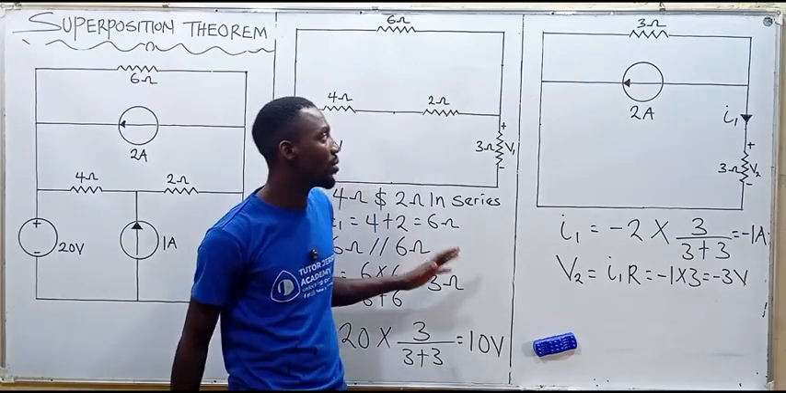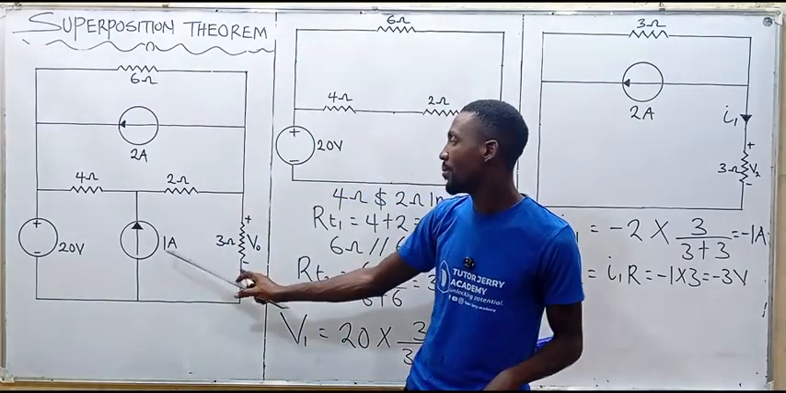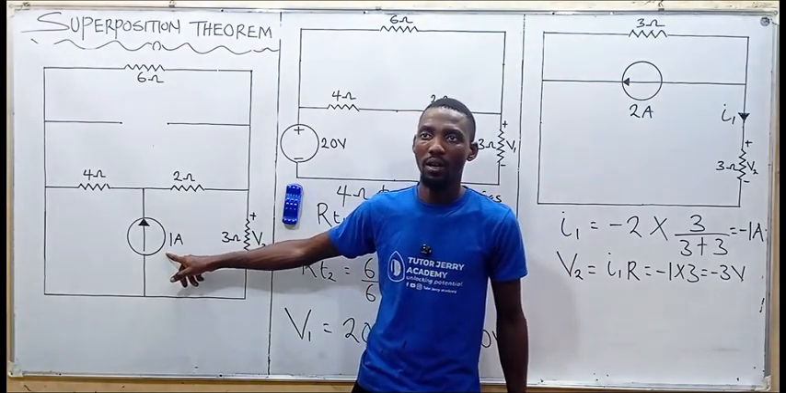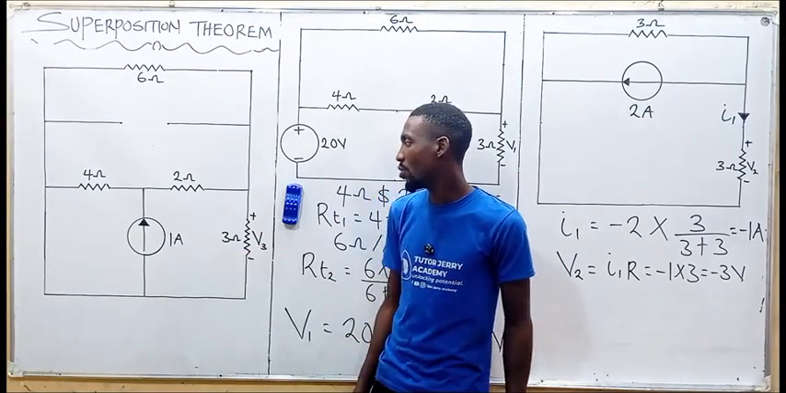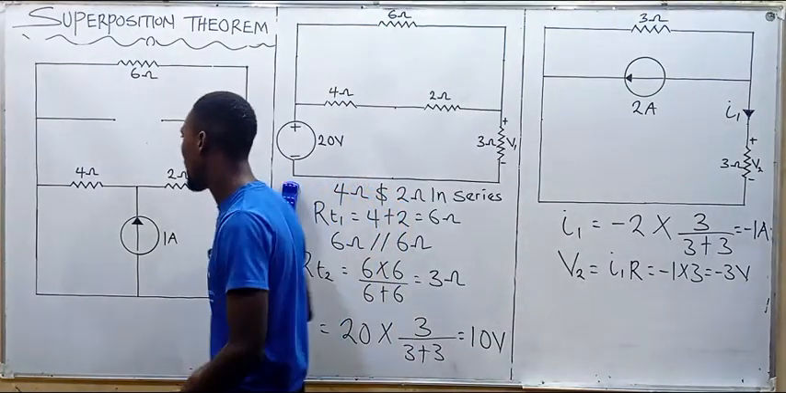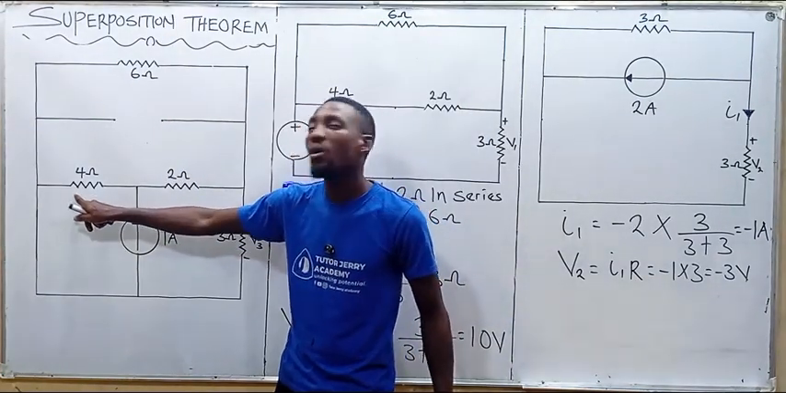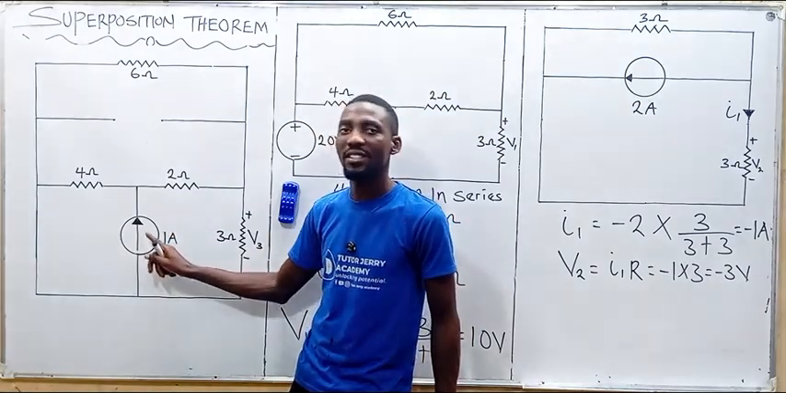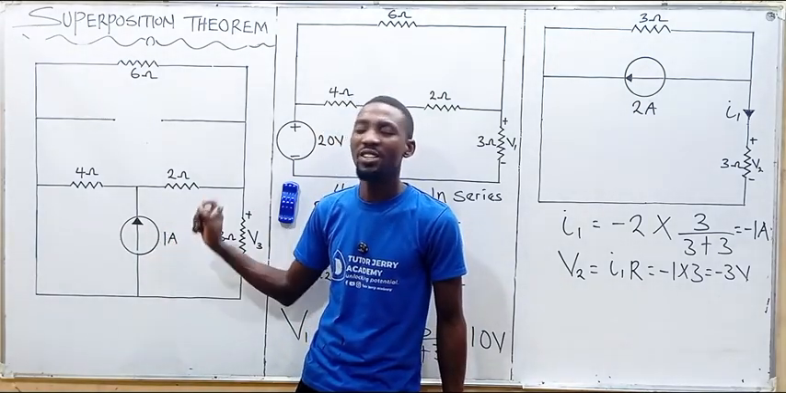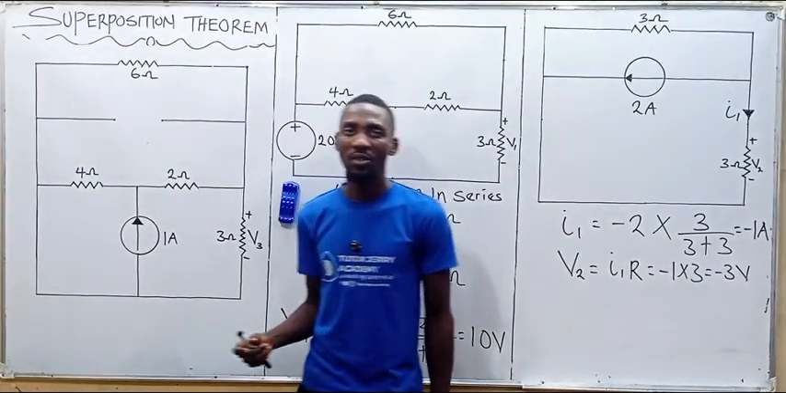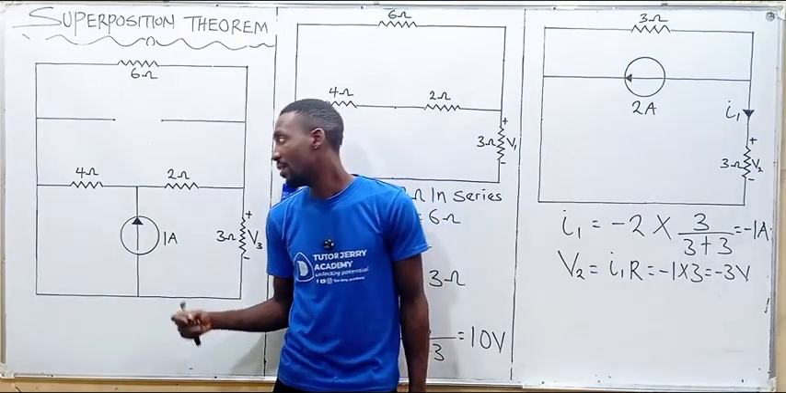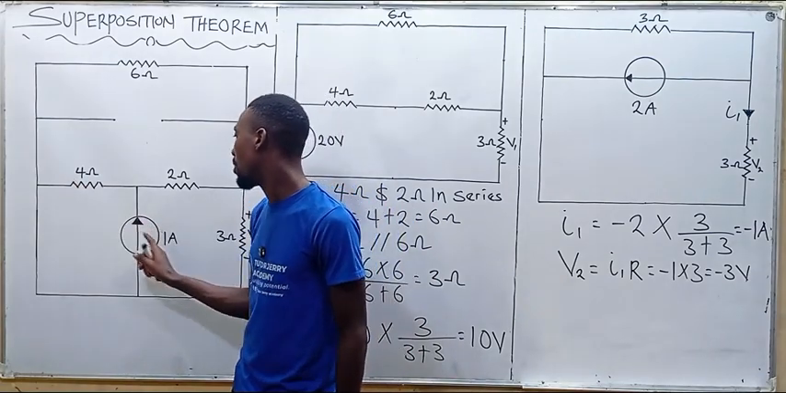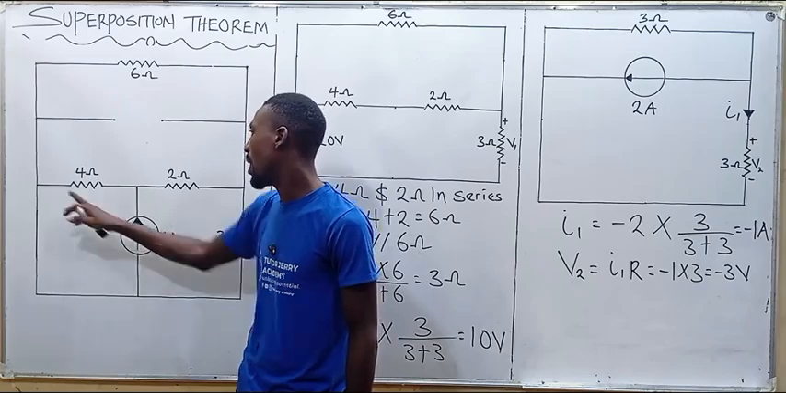So the next one we are going to consider is the third diagram, and then we are considering the 1 ampere current source. You need to note something here. Since 4 ohms is parallel to the 1 ampere current source, you can therefore convert this current source to its equivalent voltage source. You know voltage is current multiplied by resistance, right? So it's going to be 4 multiplied by 1, which is 4. So we are going to convert this to its equivalent voltage source, and we are going to place it here.